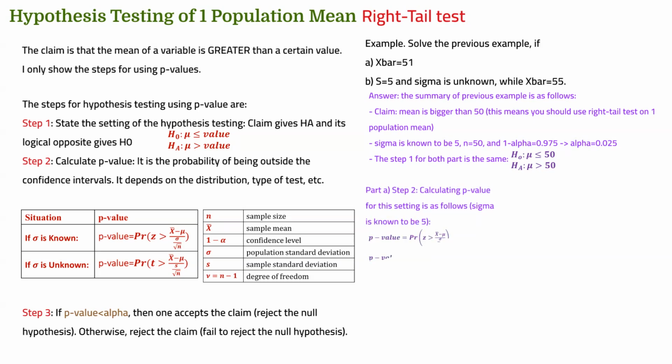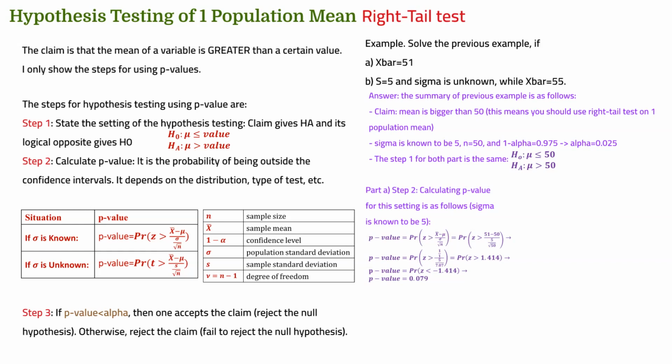Now x bar is different, sigma is still 5, so instead of x bar 55, we use x bar 51. And we have all the values, we plug them in. It will be the probability of z less than minus 1.414, which is 0.079. For part 3, to make a decision, we have to compare this p-value with alpha.